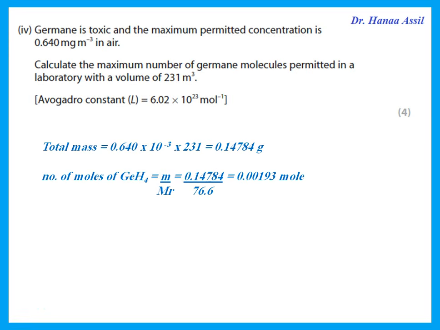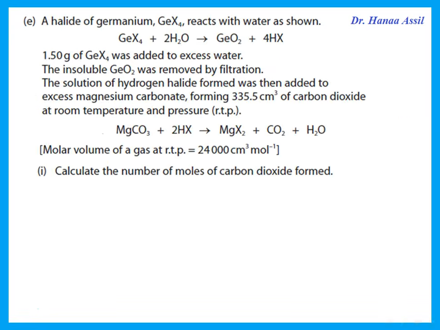Then I can use that to get number of moles, mass over molecular mass. So this is the number of moles that we have. Then he wants what? He wants the number of molecules. How do we get number of molecules? It's the number of moles times Avogadro's constant. So number of moles times 6.02 times 10 to the 23 gives me the total number of molecules, or the maximum number of molecules permitted in the laboratory.